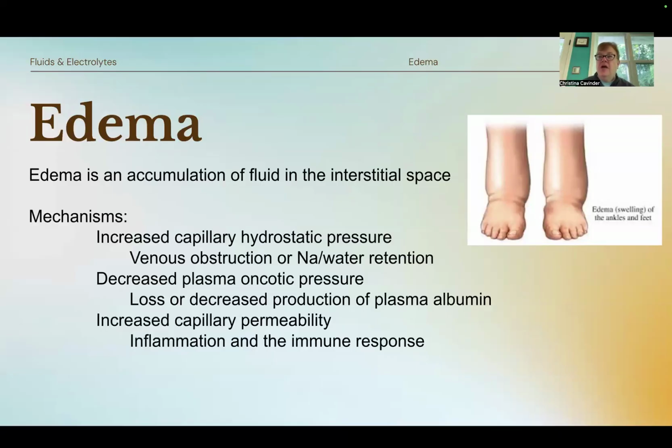That's why, if you get a bug bite, it swells, because the vessels around there are now leaky and the white blood cells and other inflammatory response mediators are moving out into that particular tissue, and water just kind of follows along because it's changing the oncotic pressure.